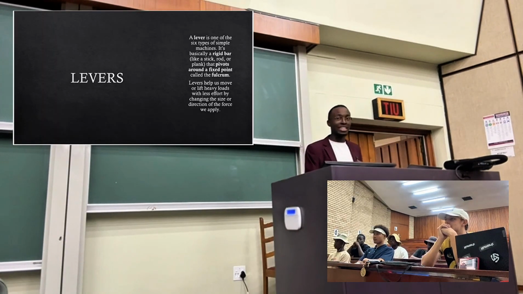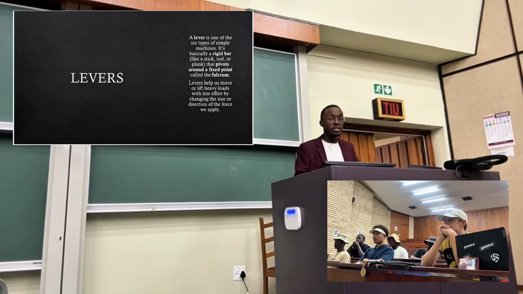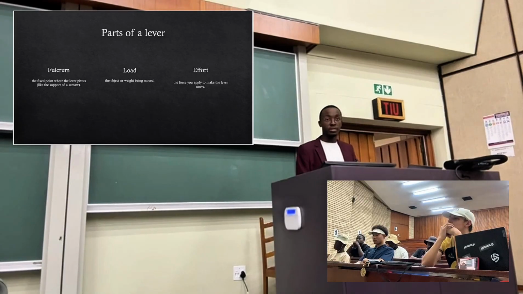So we'll be looking at levers, which are one of the examples of the simple machines that we get. A lever is basically a rigid bar that pivots around a fixed point, which is called a fulcrum, and that helps when you want to lift heavy loads. There are three different parts to a lever that you need to focus on.